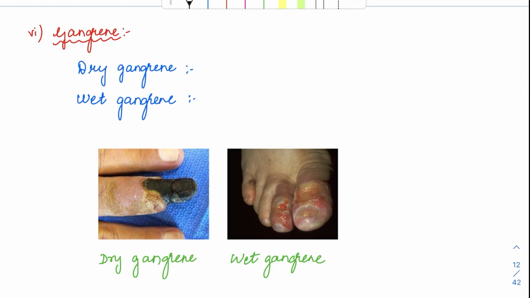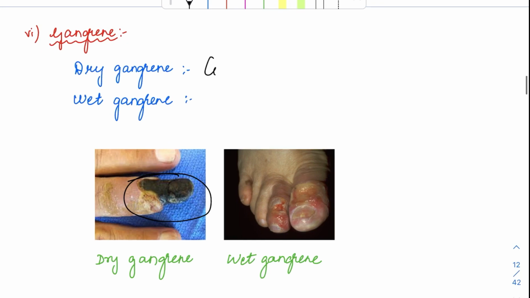Gangrene is usually a clinical term which we use. Gangrene can be either dry gangrene or wet gangrene. Whenever there is ischemia or loss of blood supply, it will result in a dry gangrene like this. Commonly we see this in a smoker, right? This kind of ischemia will result in a dry gangrene. Dry gangrene is coagulative necrosis because there is ischemia.